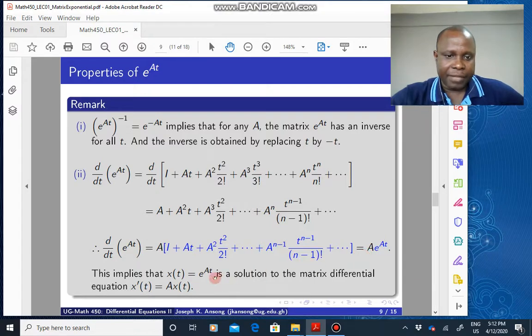This implies that x of t, x here is of course the solution of the system, x of t is equal to e to the At. It's a solution to the matrix differential equation, because when you differentiate this, you get the right hand side. So this implies that the matrix exponential is actually a solution to this matrix differential equation. So that is important.